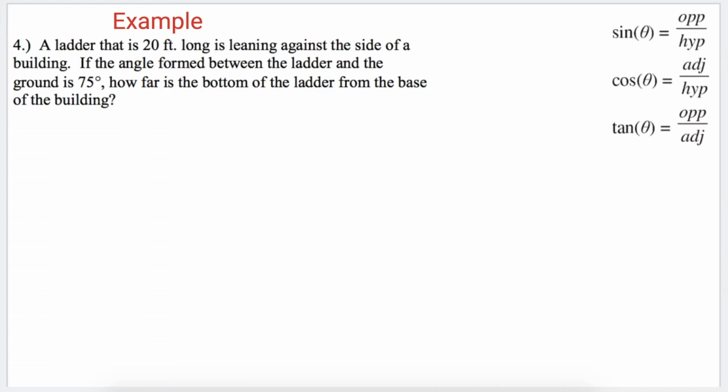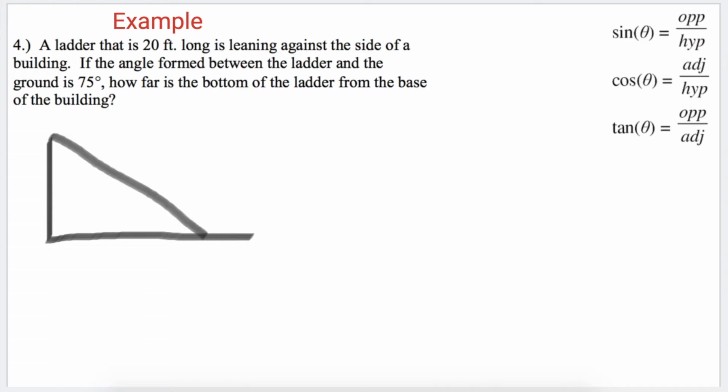The first thing that we need to do is to draw a diagram. So I'm going to draw the wall and the ground, and then the ladder is going to be this diagonal line that is going to be labeled 20 feet. The next thing that we're told in the question is the angle that is formed between the ladder and the ground, and that angle is 75 degrees. So let's go ahead and label that angle there, 75 degrees.